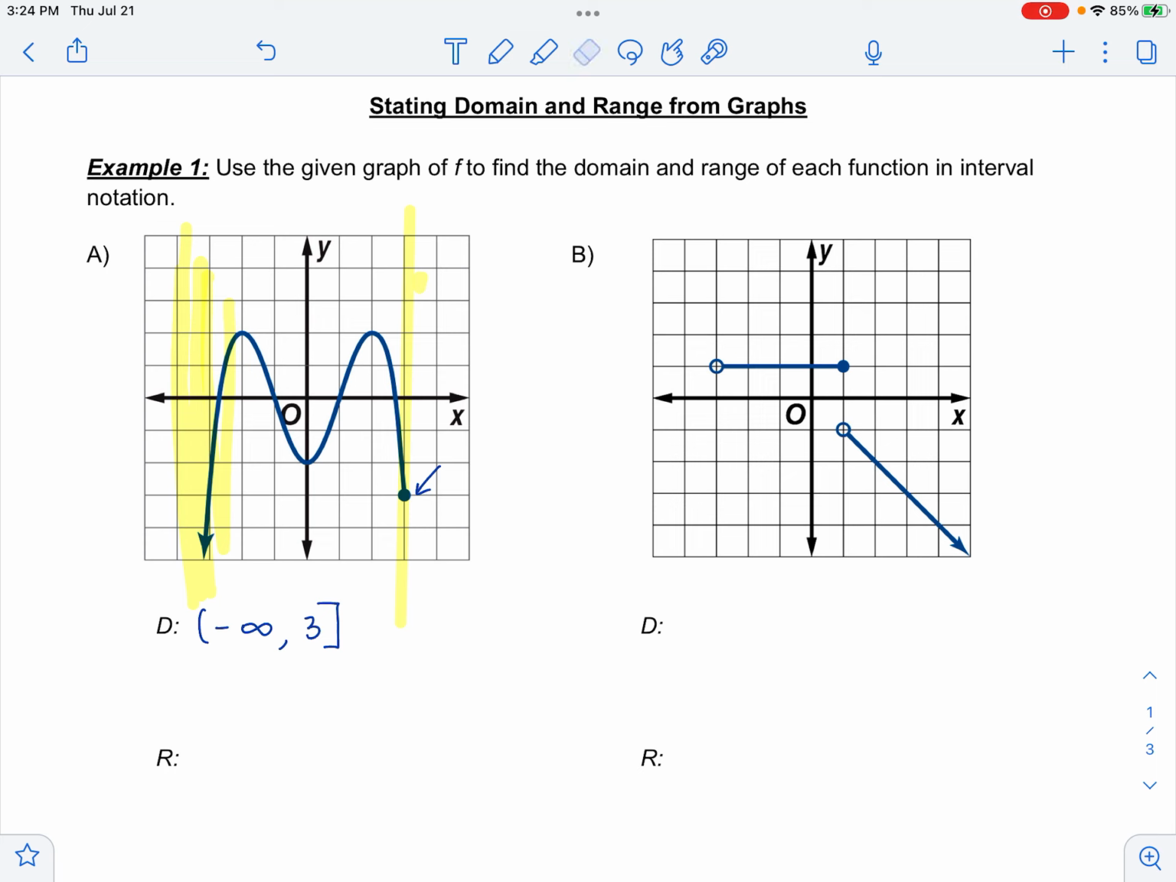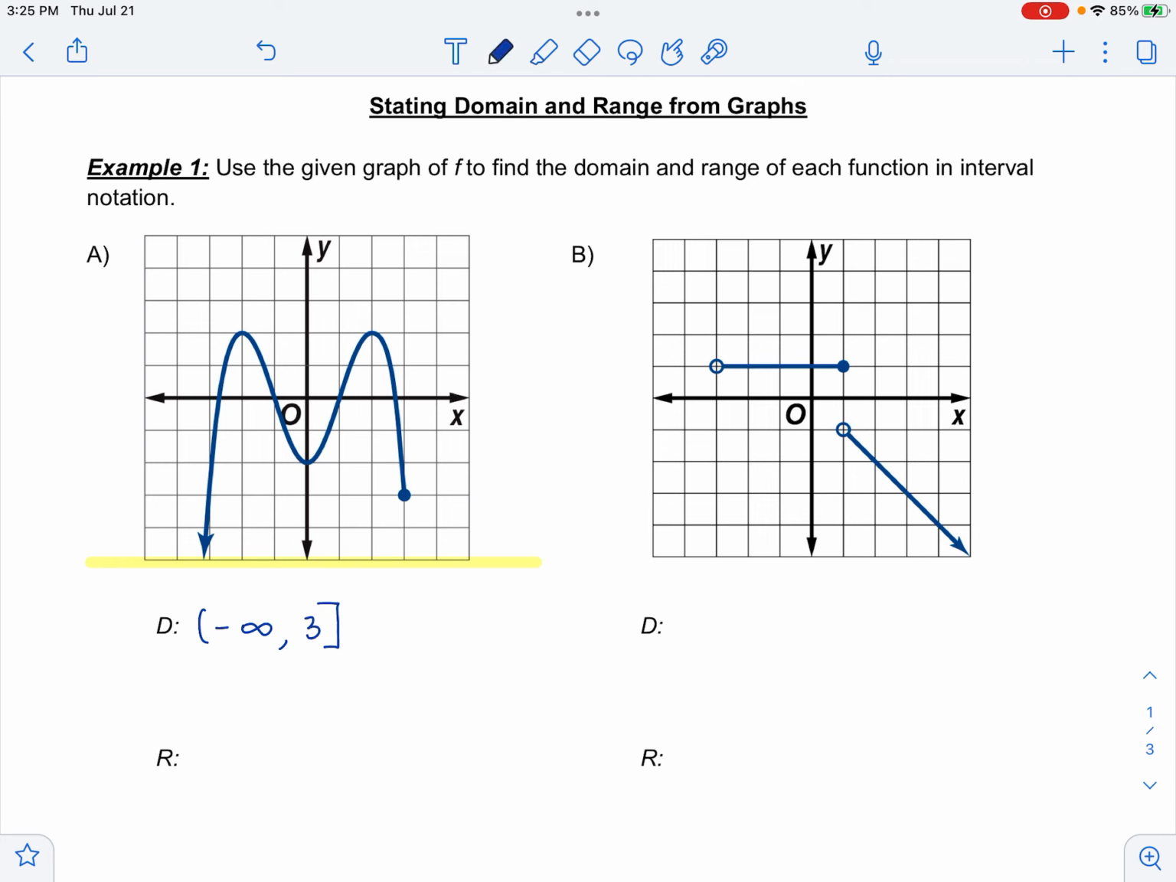Okay, so now we are looking for the range. The range is the lowest the graph goes to the highest the graph goes. So we're going to look to see the lowest the graph goes. Lowest the graph goes is right here, and that's an arrow pointing downward. Now, there are times that it can be tricky.